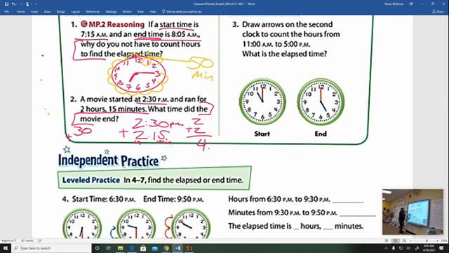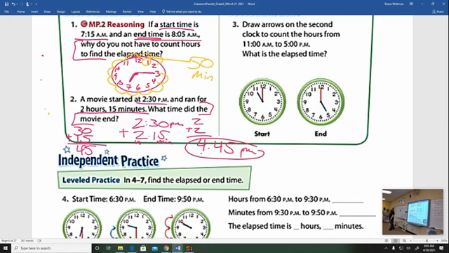But the other thing is, you need to add together 30 and 15. Well, what's 30 plus 15? It's 45. So now you know you have 4 hours, right? That's the hour, and 45 minutes. So you walk out of the movie at 4:15.